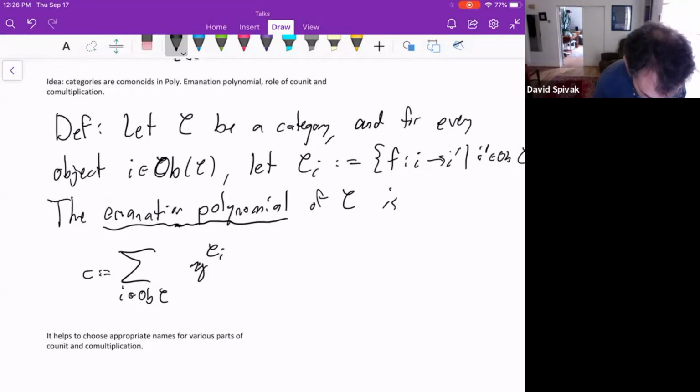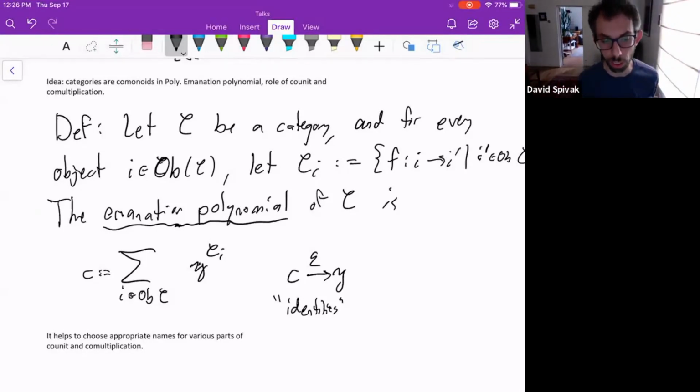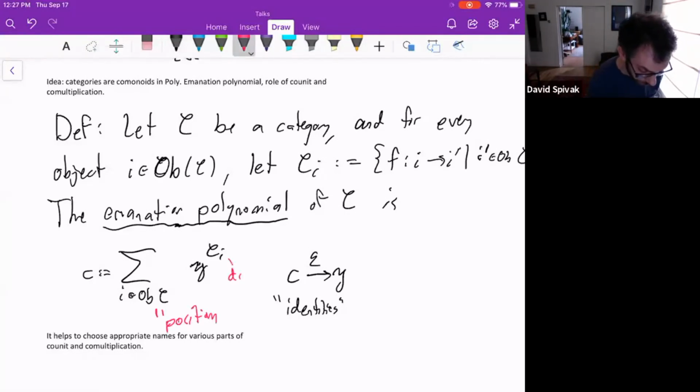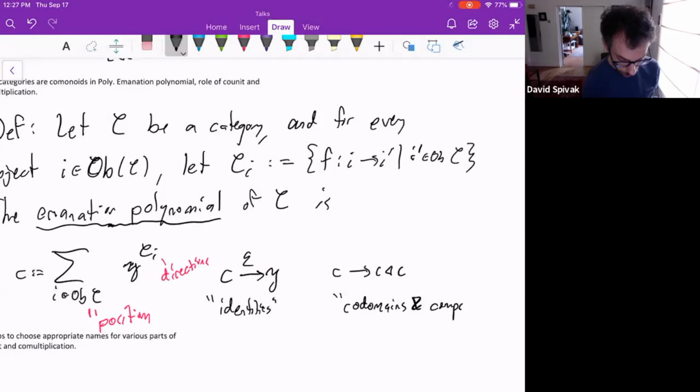And the idea is that the counit from C to Y is going to tell us identities. It's going to give us for every position, in other words object, so the objects are the positions, and these are the directions. The outgoing maps are the directions. So epsilon is going to tell us, for every position and outgoing map, the identity. And delta from C to C composed C is much harder to see through what that does, but it's going to give us codomains, because we don't know what those are yet, and it's going to give us composition. And that's our goal, to use polyboxes to show how that works, and that the axioms for a comonoid force this to work.